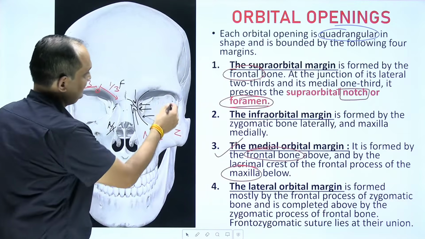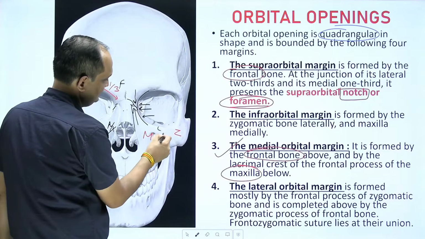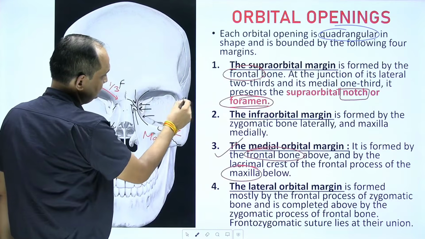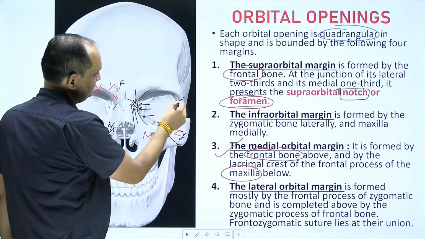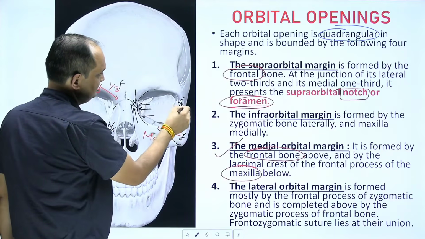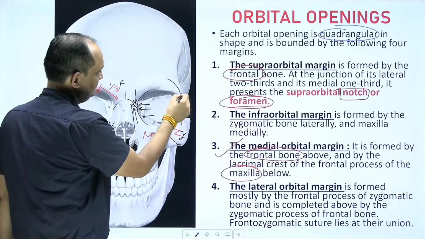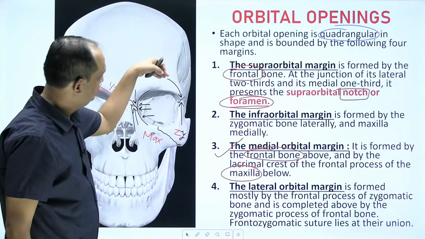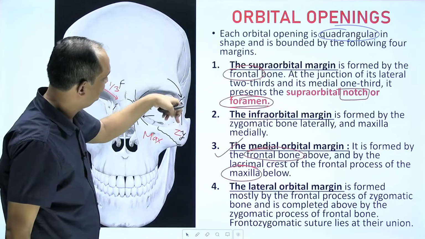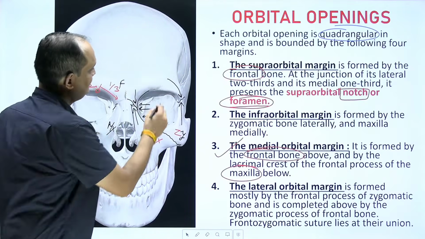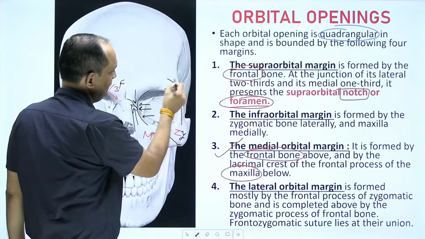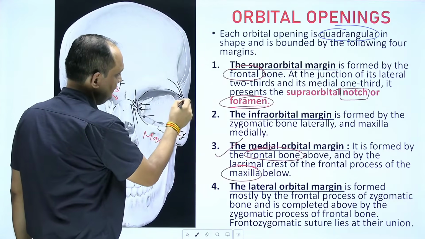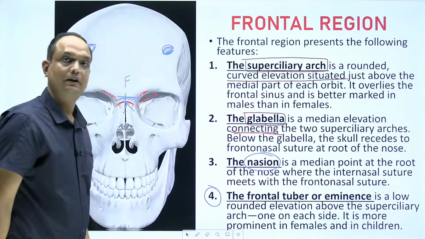Now when you will see the lateral side, you can see that this is the suture line here. So this is the zygomatic bone. So this zygomatic bone is laterally making a joint with the lower projection of frontal bone. Now this lower projection of frontal bone towards the zygomatic bone is known as zygomatic process of frontal bone, and this is known as frontal process of zygomatic bone.